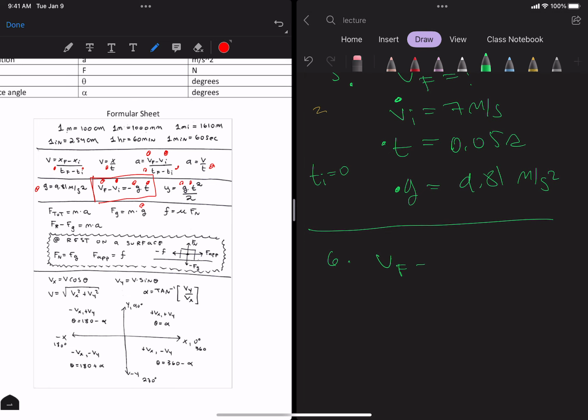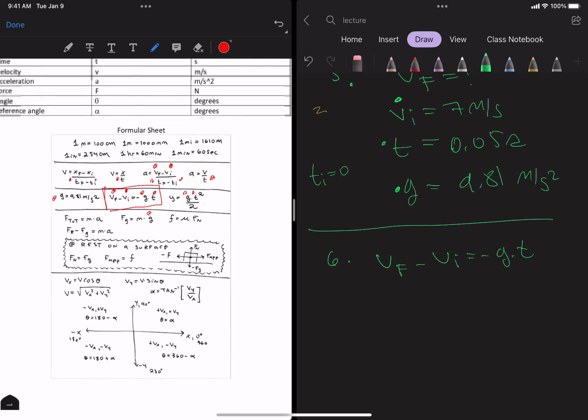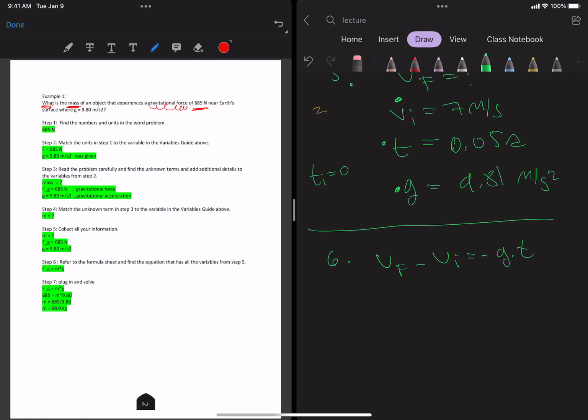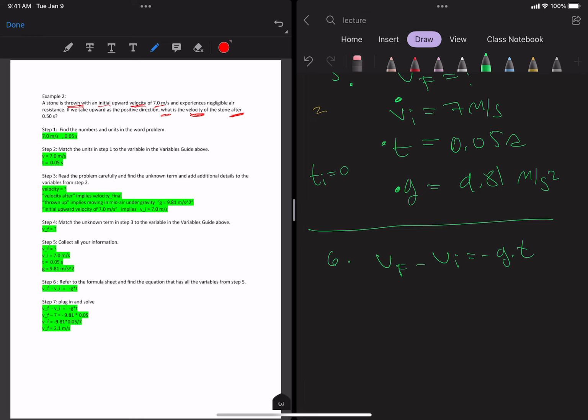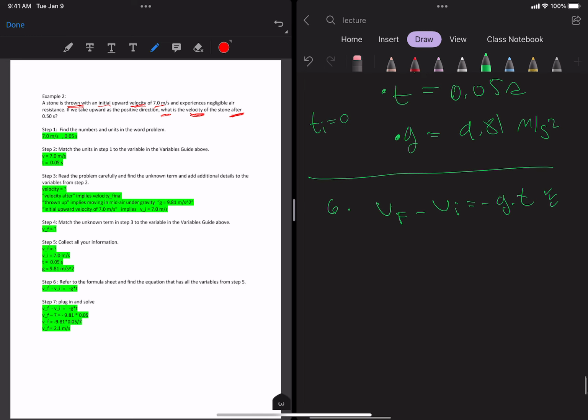So v final minus v initial is equal to negative g t. And this is, again, the purpose of this exercise. It's not for you to do the actual physics. It's just to identify the right equation from the list for any given word problem. These are the steps that you should always follow, whether it's for the homework assignment, the test, or the test prep. But let's just go ahead and finish this off.